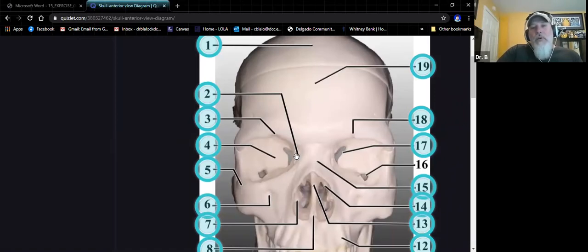Right here in the corner of the eye, number 2 is pointing to a bone. This is one that you can actually see much better in the video, so when you watch the video, you'll hear me say that as well. It's right in the corner of the eye on both sides, and those would be the lacrimal bones. And then across the bridge of the nose right here, we have the nasal bones.